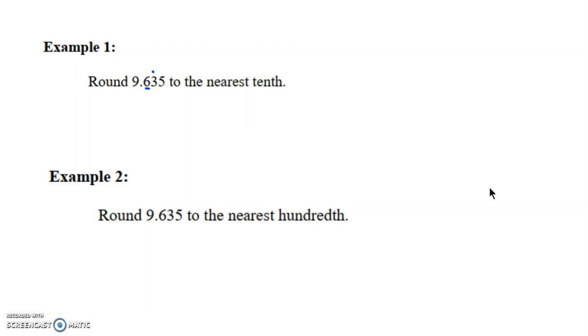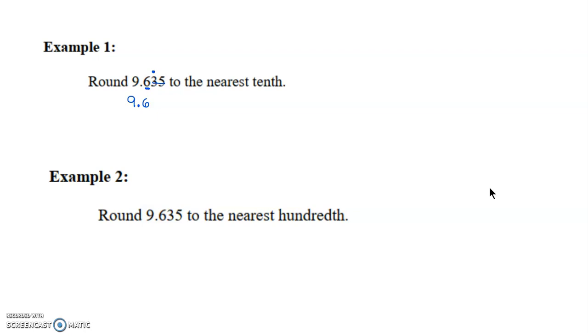I look to the right, and I put a dot there to focus my eye. The 3 is the one that decides what's going to happen to the 6. The 3 is below 5, so it's not going to push the 6 up. The 6 will remain, and the 9 to the left will remain too. So the decimal point is there, 9 point. The 6 stays as it is, and instead of putting 0, 0, we're just going to drop the 3, 5 away. So our final answer here will be 9 and 6 tenths.